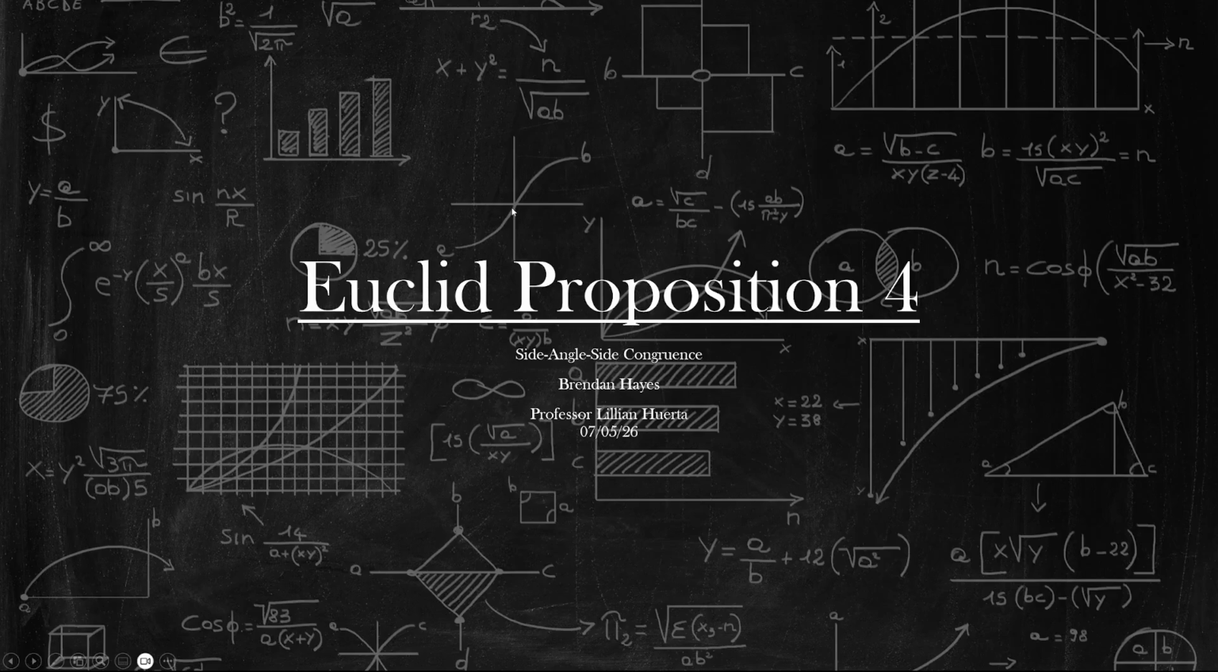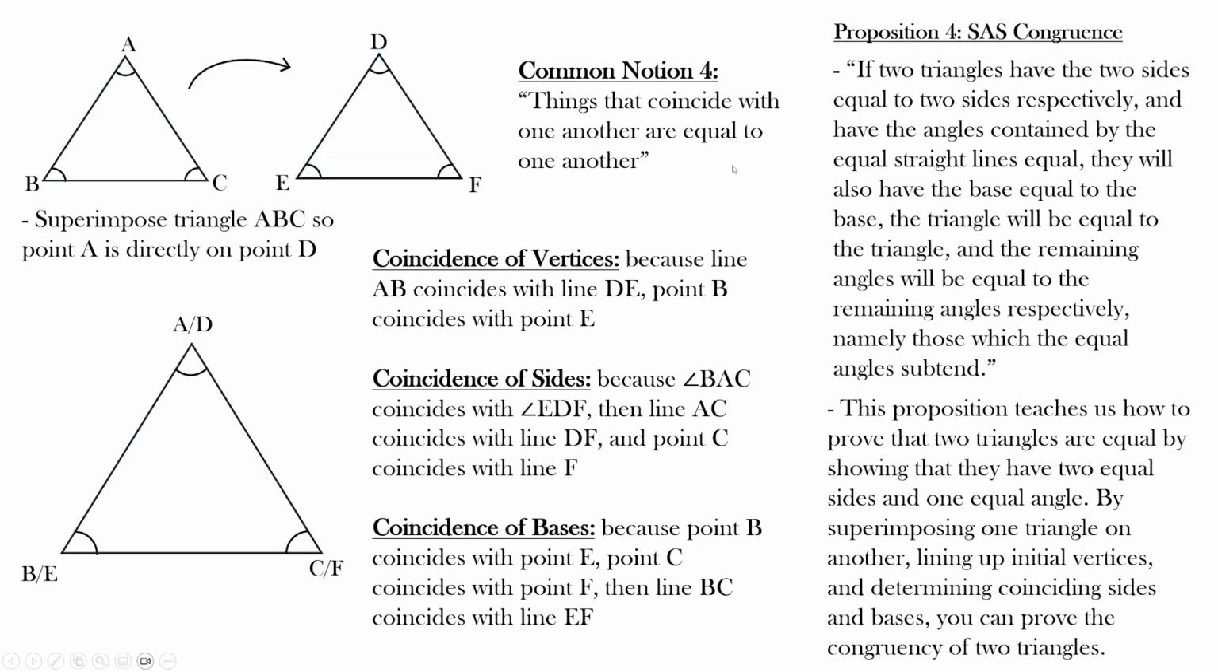This is Euclid's proposition 4, also known as the side-angle-side congruence theorem. So proposition 4, or side-angle-side congruence, states that if two triangles have the two sides equal to two sides respectively, and have the angles contained by the equal straight lines equal, they will also have the base equal to the base, the triangle will be equal to the triangle, and the remaining angles will be equal to the remaining angles respectively, namely those which the equal angles subtend.